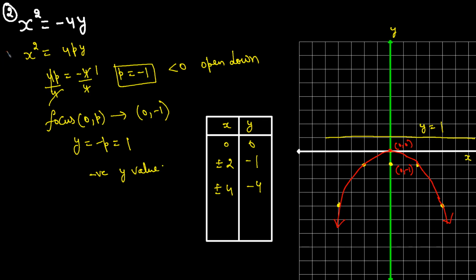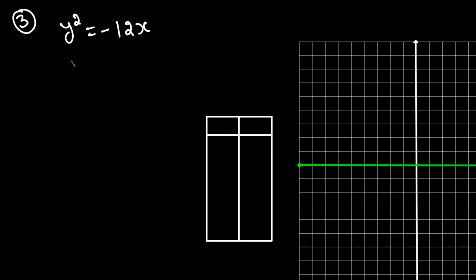So now let's go over a couple of examples where the axis of symmetry is horizontal. In that case, the standard equation is y squared is equal to 4px. Okay, so what will happen in this case? The first thing, we're going to find the value of p. So compare both of them. This gives me 4p is equal to negative 12, and if I divide both sides by 4, p is going to be negative 3.